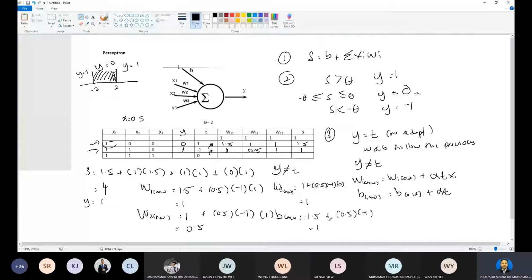Right, so next you can see this one. The weight 1, weight 2, and also the bias will be changed. But weight 3 will remain the same. Okay, you can see this one. So next when you go for the third iteration, make sure you follow the new weight and bias. Let's go for the third iteration.